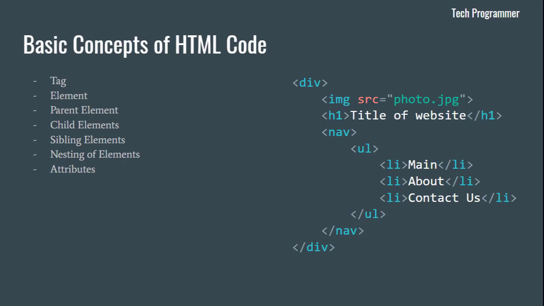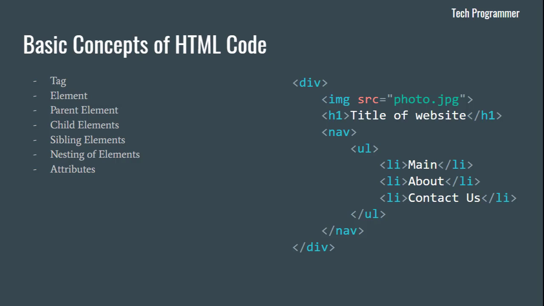In HTML, elements can be nested one inside another. For example, here you can see that our div tag is wrapping all of these other tags. So div element is called the parent element, whereas these inner elements are called the child elements.